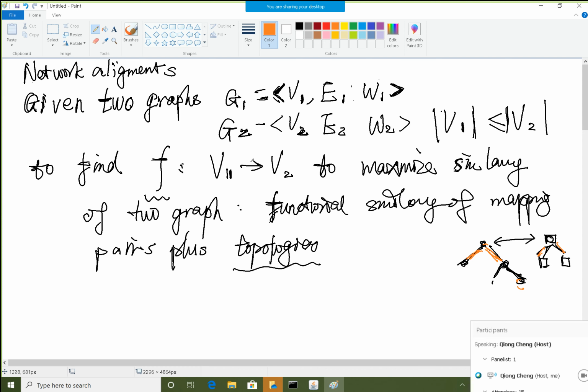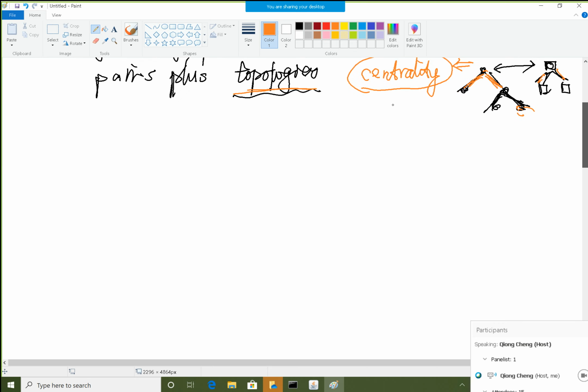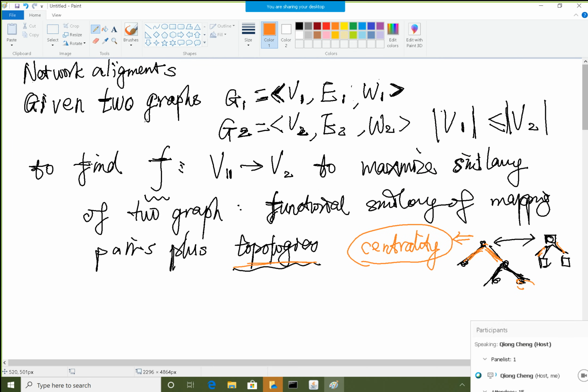Some people treat it as centrality. They look at the centrality of each node and the role of each node to decide the topology similarity. So there are different ways to do that. Now, this is general network alignment, right? You want to find the mapping and at the same time maximize the similarity score. It depends on how you define the scores, and this comes from different papers and different algorithms.